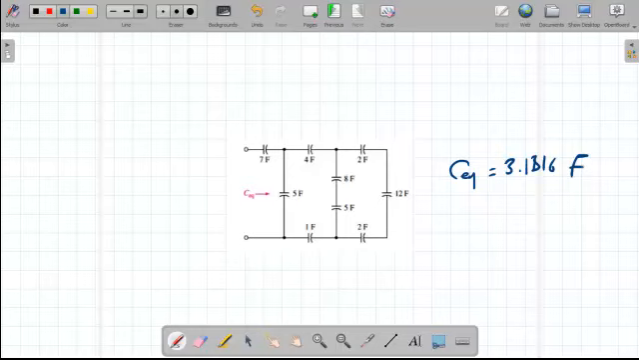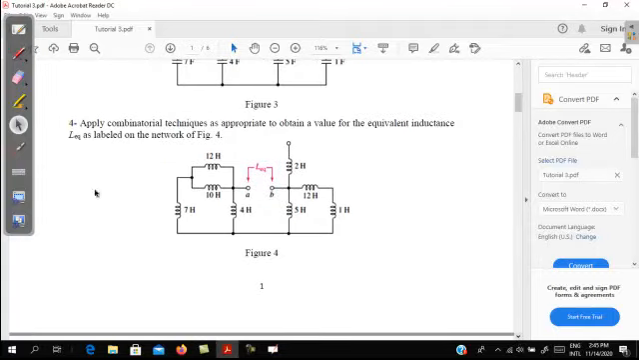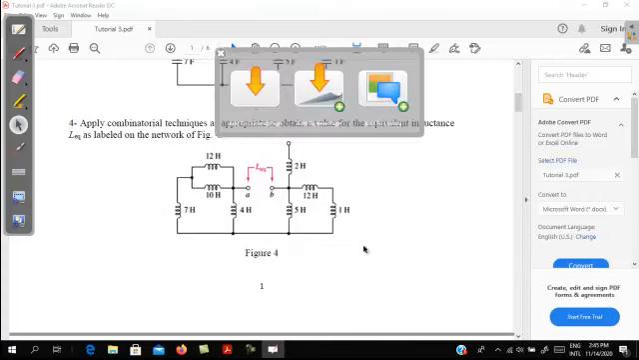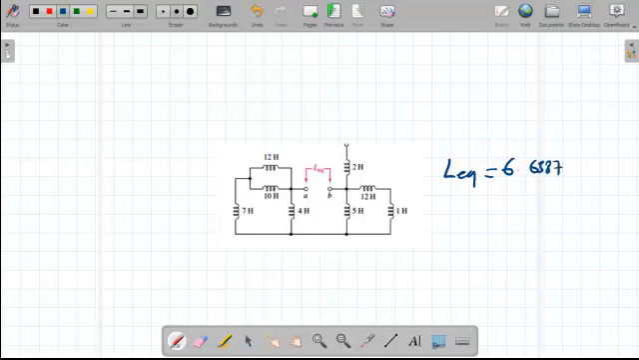For number 4, also it's a straightforward question. So we need to find the equivalent inductance for a combination of inductors. So here we have this. Remember this one you will not use in the combination because you only use the inductors that are connected between the 2 terminals, but this one will not be considered in the simplification or the combination. So here I will write just the final answer. It will be 6.6387 Henry.